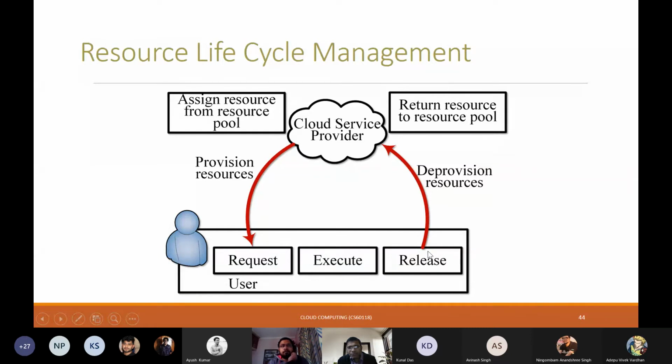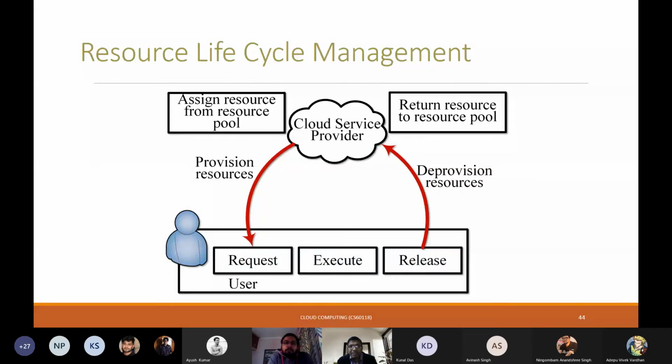Whenever it is not used, it is released by the end user, and releasing means that the resources that were being used by the end user through this particular request will have to be deprovisioned, and you return those resources to the resource pool of the cloud. So all of these are managed by whom? These are managed by the cloud service provider. The cloud service provider does all of this provisioning, execution, management, and release, right? Everything is done together, by the cloud service provider.